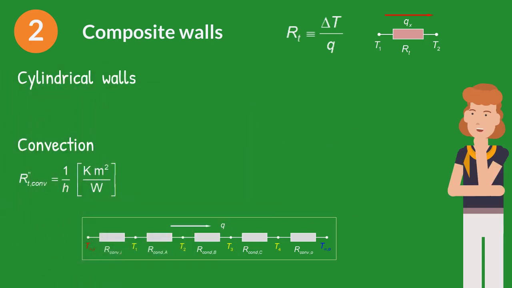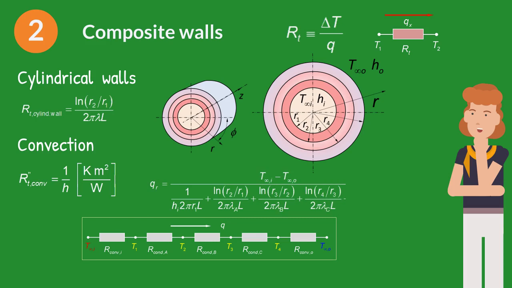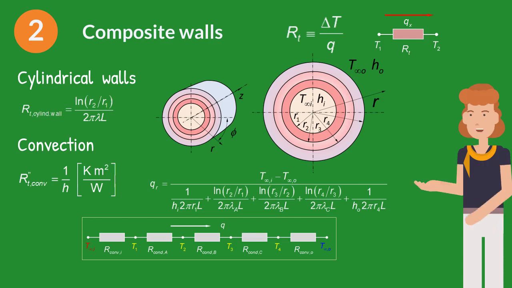For a composite cylindrical wall, like in the composite flat wall, the heat transfer rate may be expressed as the difference of inner and outer temperatures divided by the sum of thermal resistances in series. Observe that the areas and radius for each resistance are different.